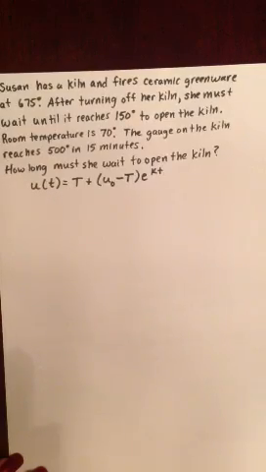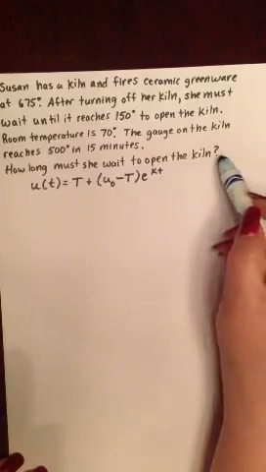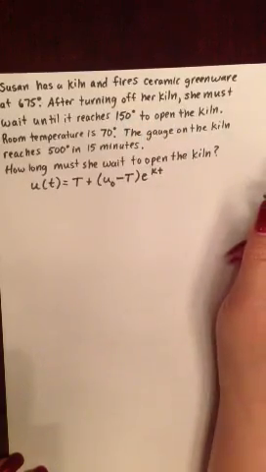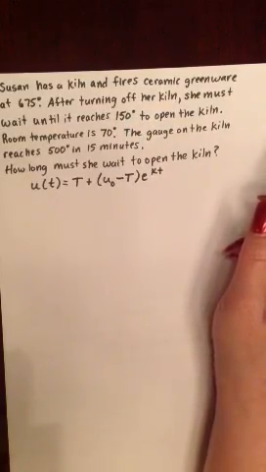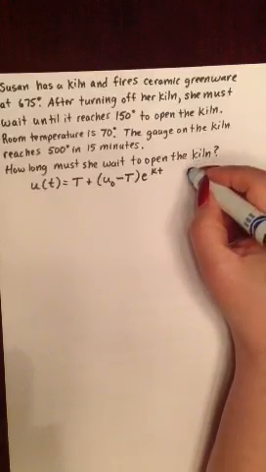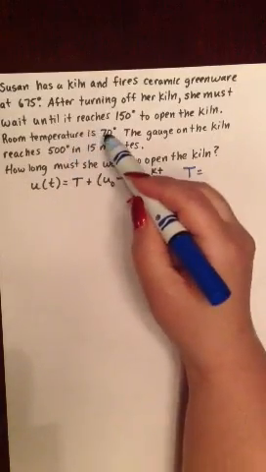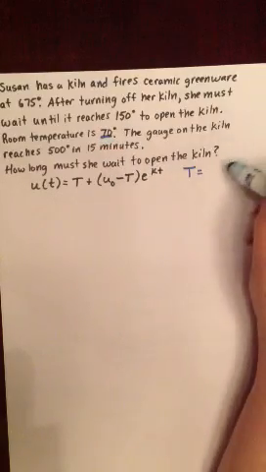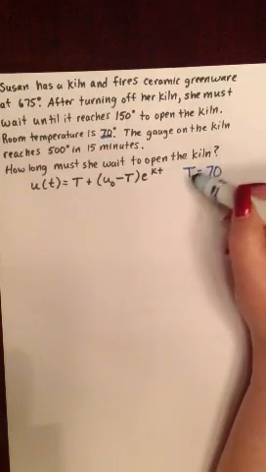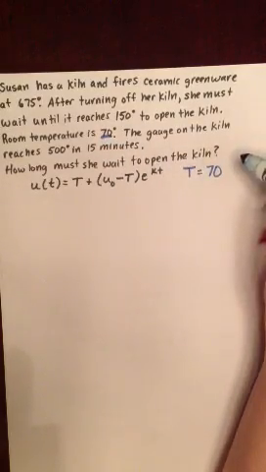That's after she turns it off. How long must she wait to open the kiln? Or how long before it's down to 150 degrees? So, first of all, we know that the air temperature on the outside is 70 degrees. They told us that. So, big T stands for the room temperature, okay?